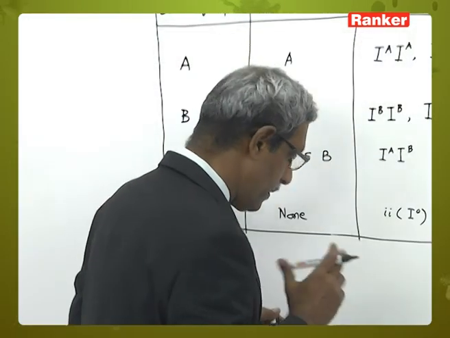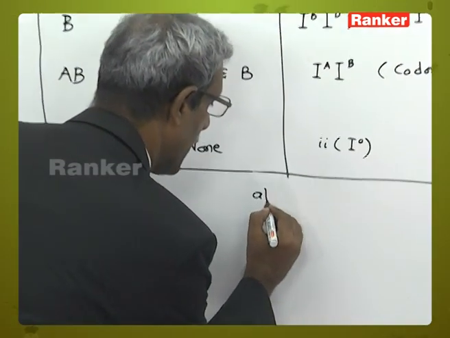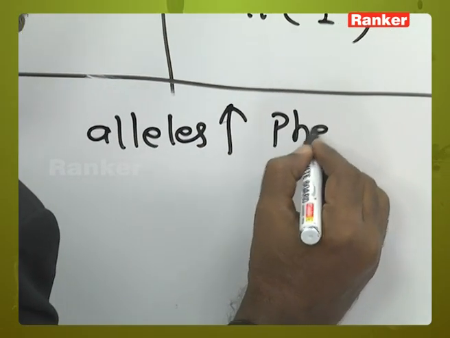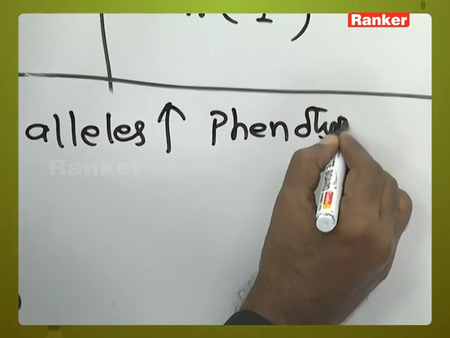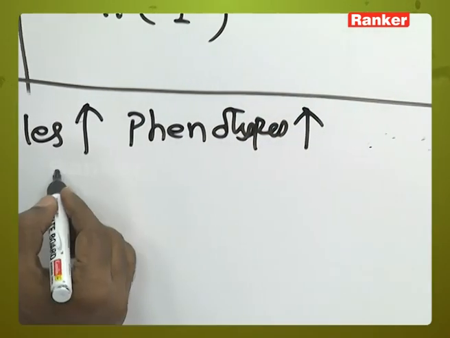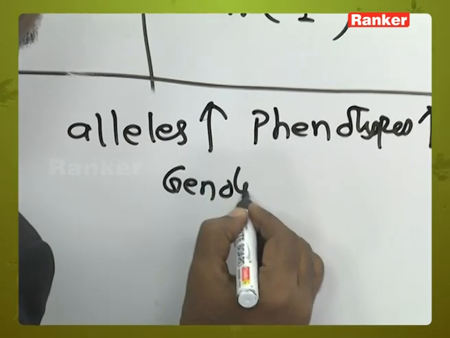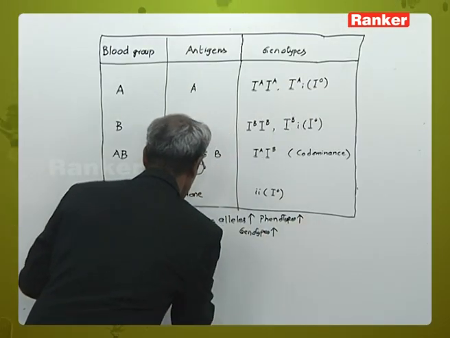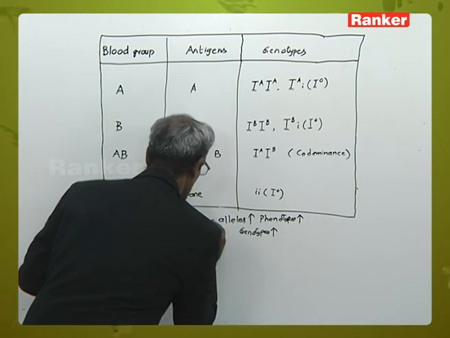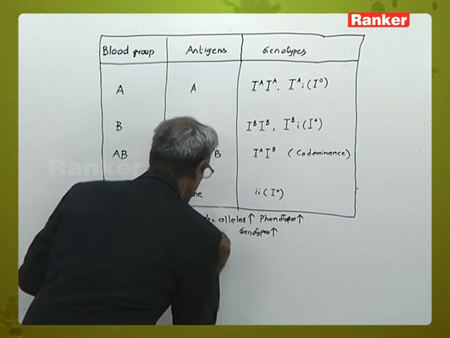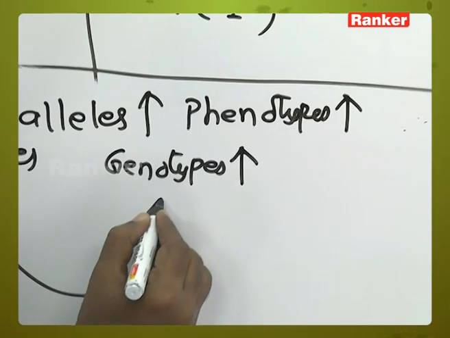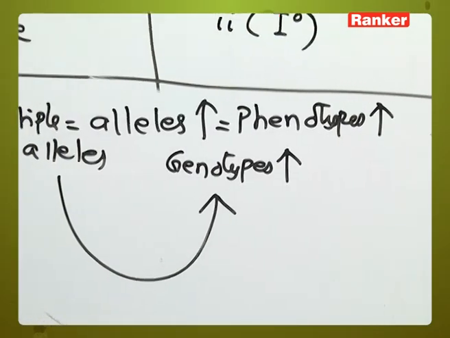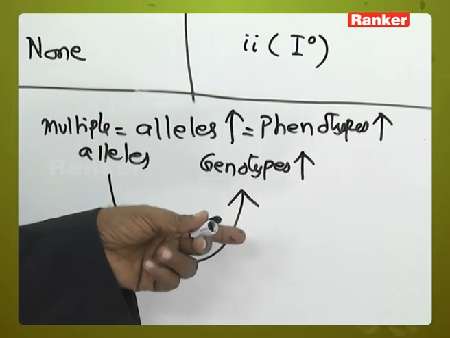So the easy way to understand is, if the alleles are higher, automatically the phenotypes would also be higher, and basically the genotypes also tend to be higher. This relation is a characteristic feature of multiple alleles. So whenever you take multiple alleles, an increase in alleles equals an increase in phenotypes as well as an increase in genotypes.